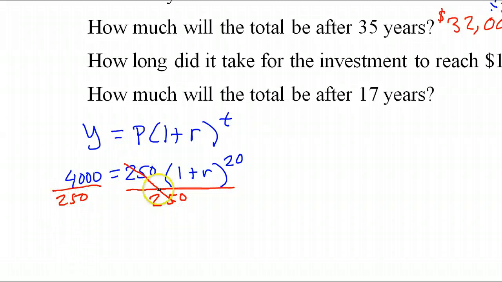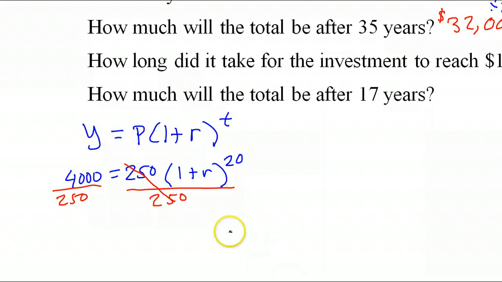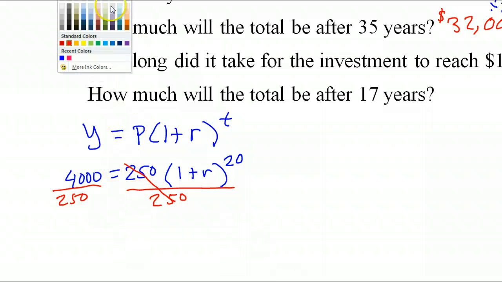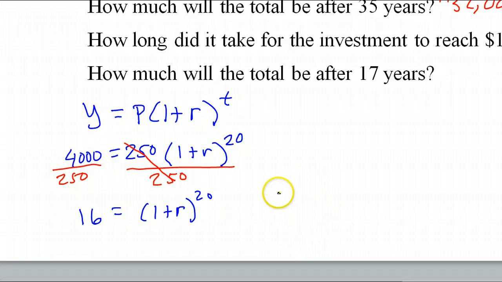Okay, so that's going to go away. So 4,000 divided by 250. Okay, that's 16. Okay, so 16 is equal to 1 plus the rate to the 20th power. Okay, now I need to get r by itself.